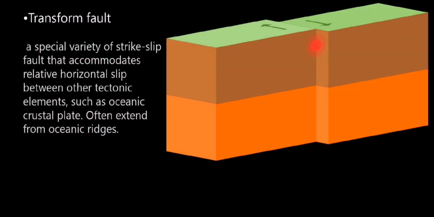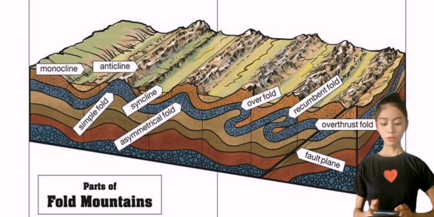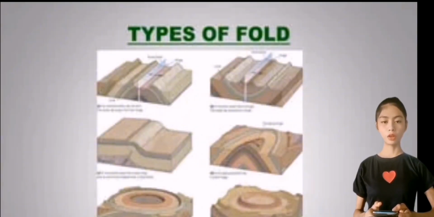Transform fault, a special variety of strike-slip fault that accommodates relative horizontal slip between other tectonic elements, such as oceanic crustal plates, often extended from oceanic ridges. Fold. A fold is when one or more originally flat surfaces are bent or curved as the result of permanent deformation. Types of folds.